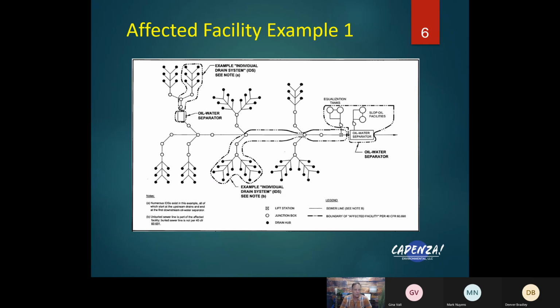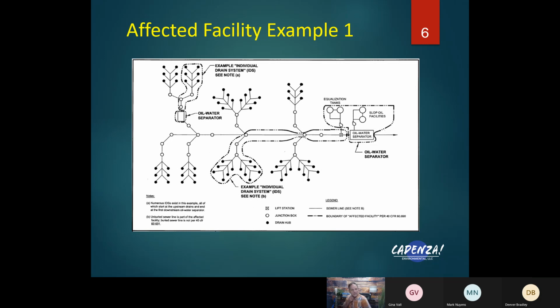In the upper left-hand corner, it's drains that are associated with a unit, and they're associated with downstream junction boxes all the way down to the first oil water separator. In this case, there's an oil water separator associated with this sewer system and with this particular refinery unit. This is the individual drain system as an affected facility, and the oil water separator can be an affected facility.